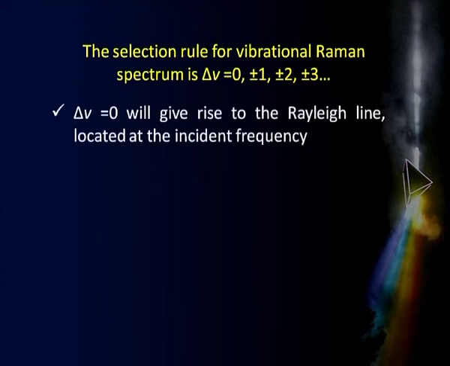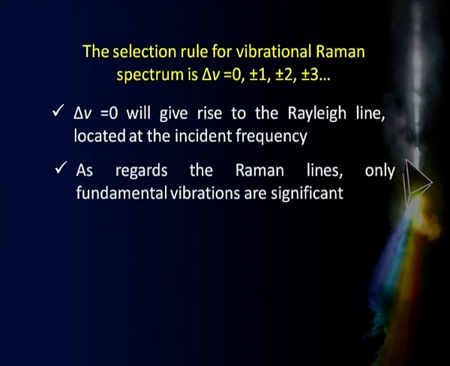But when you come to the Raman spectrum, the vibration Raman spectrum, we find that delta V happens to be 0, plus minus 1, plus minus 2, so on and so forth. But let us see what it means. When you have delta V equal to 0, it means there is no exchange of energy between the photon and the molecule. This will give rise to a Rayleigh line, which will be located at the same frequency as that of the incident frequency.